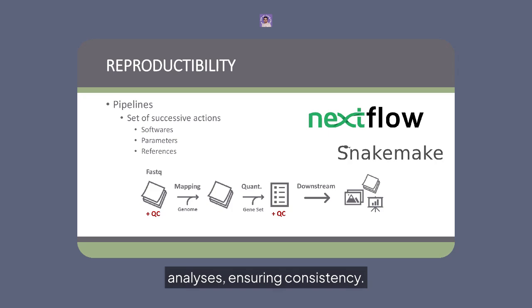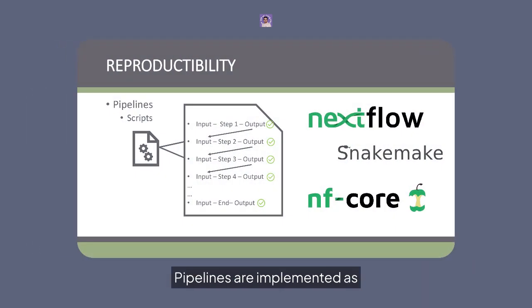Workflow managers such as Nextflow and Snakemake formalize this process, from FASTQ quality control through mapping and quantification to downstream analyses, ensuring consistency. Pipelines are implemented as scripts that document each step, inputs, commands, and outputs. Tools like Nextflow, Snakemake, and the nf-core community provide reusable, peer-reviewed workflows. This scripting approach makes complex analyses transparent, shareable, and straightforward to rerun.